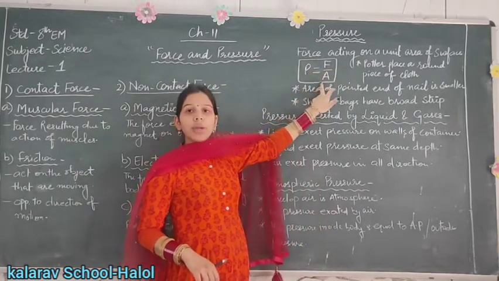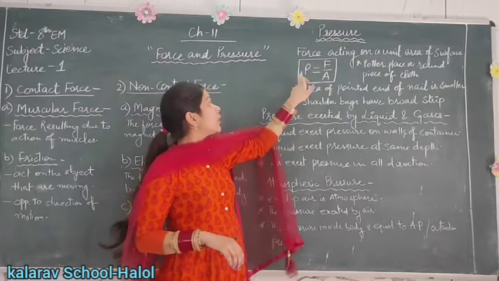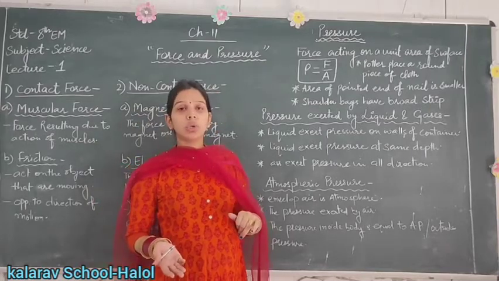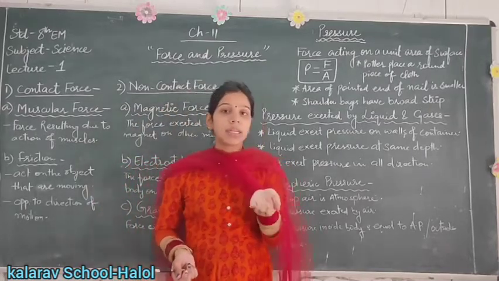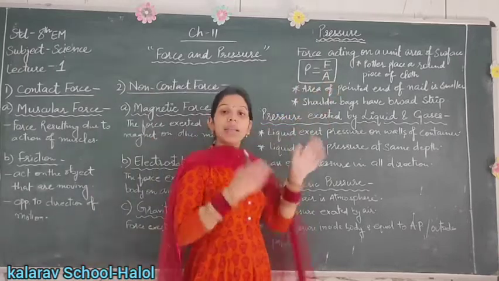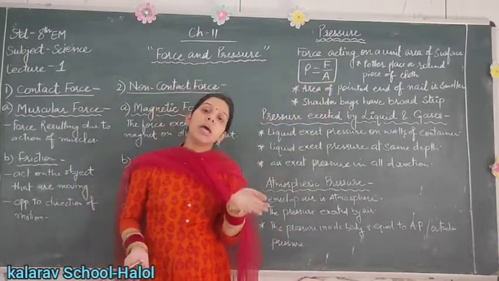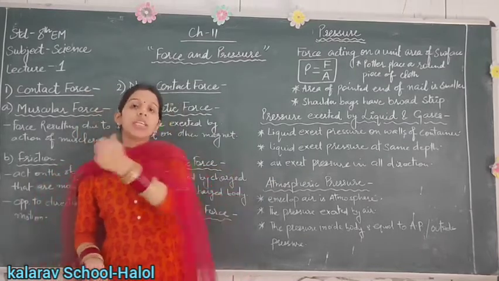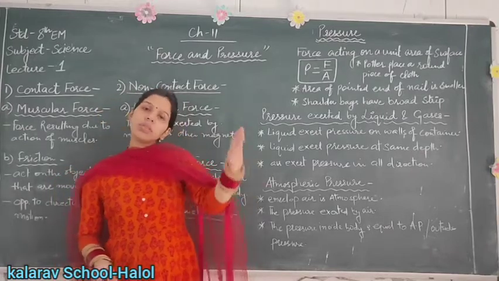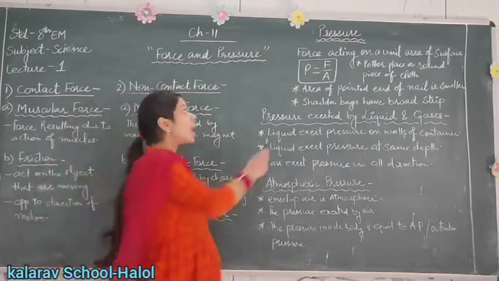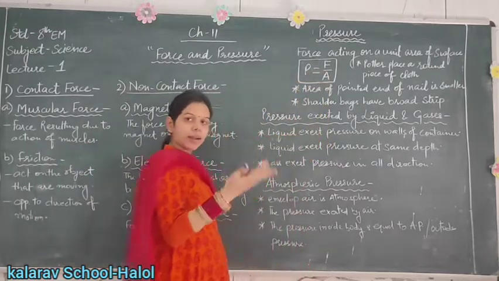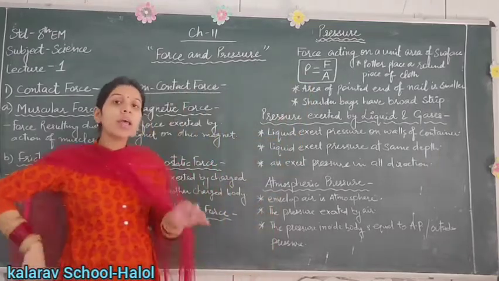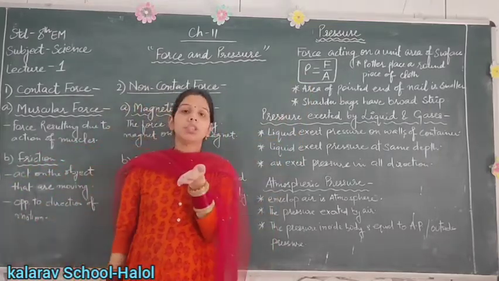But area is down here. It is not the same; it is inverse. So area is inversely proportional to pressure. Inversely means opposite. Force is directly proportional to pressure. Directly means as it is. As pressure increases, force increases. Pressure decreases, force decreases. So they are directly related to each other, but the area is inversely related. So pressure is inversely proportional to area.